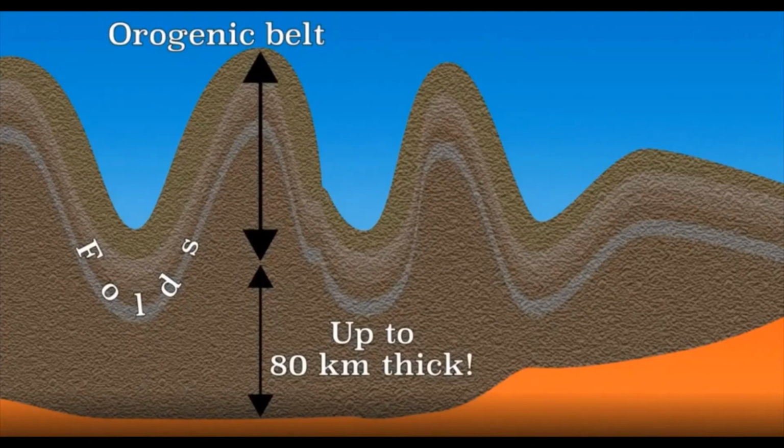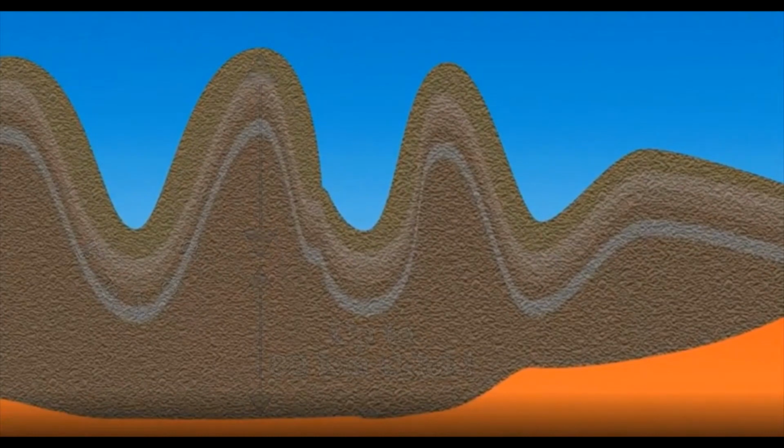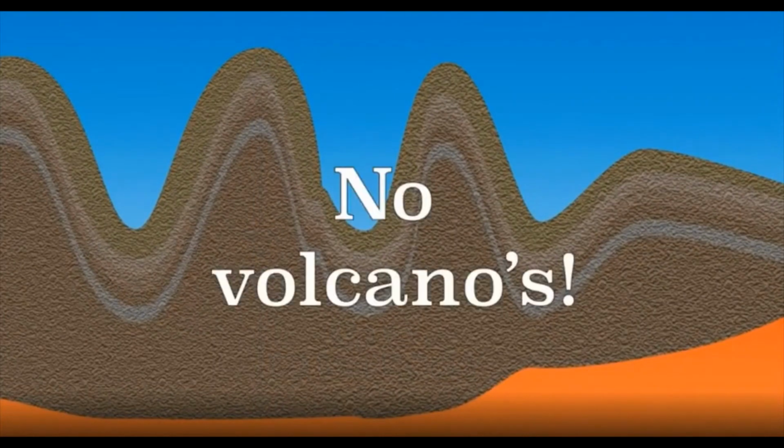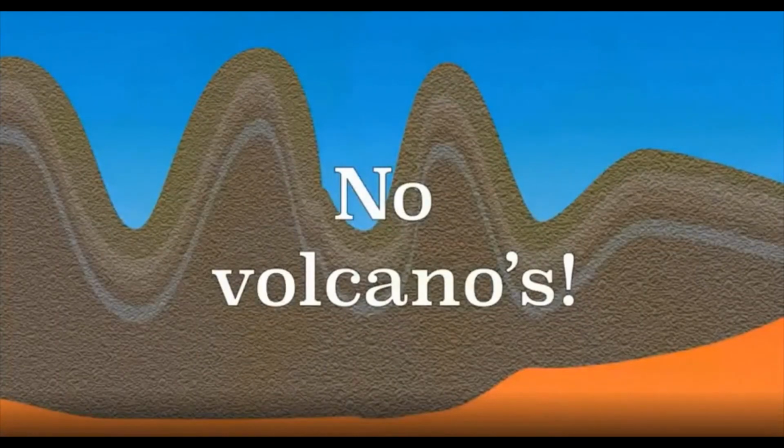Sometimes, due to this, an earthquake can be caused. But because there is no oceanic plate involved anymore, there are no volcanoes. Thus, fold mountains are formed.